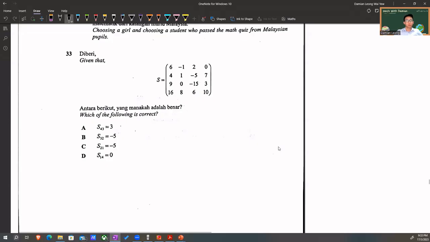This one, which one is true? S4, 3, always row first and then column. Okay, so 1, 2, 3, 4 row, 1, 2, 3, 4 column like that. 4, 3 means row 4, column 3. This one, 6. This is wrong. 3, 2, row 3, column 2, 0, wrong. 2, 1, row 2, column 1, 4, wrong. 1, 4, row 1, column 4, 0. This is correct. Answer D.